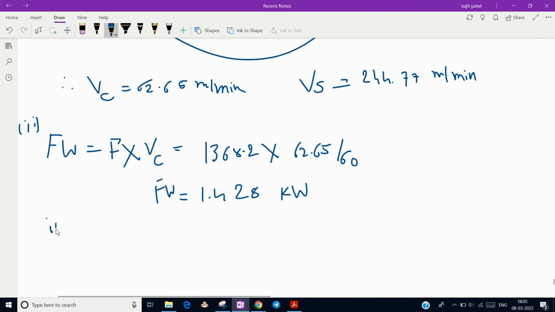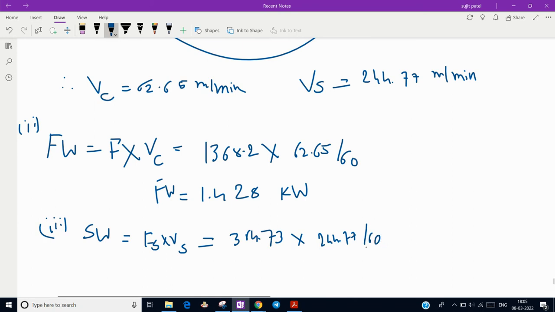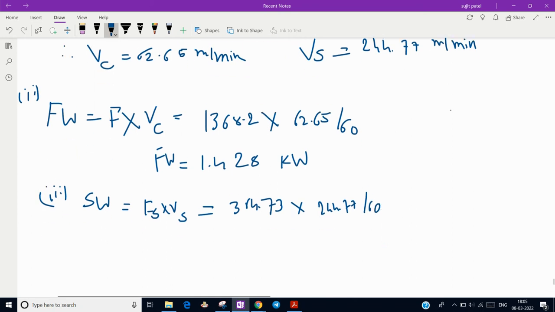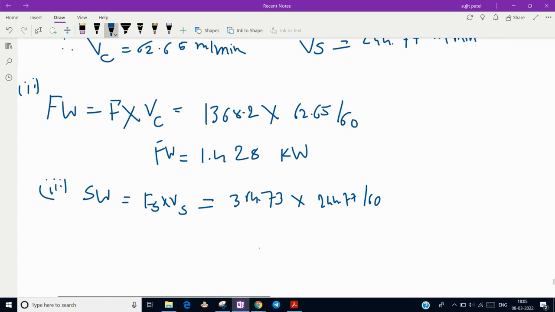The third thing that we have to find out is shear work. Shear work will be what? Shear force into shear velocity. Shear force is 364.73 multiplied by 244.77 divided by 60. Why 60? Because here it is meter per minute, we have to convert it to meter per second. Okay, so here you will get the answer in kilowatt, 1.488 kilowatt.